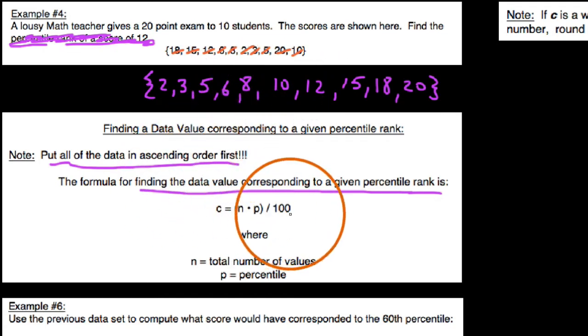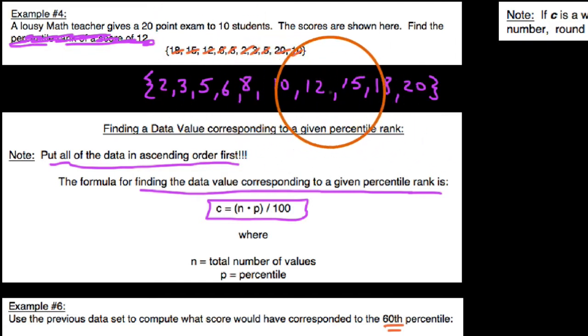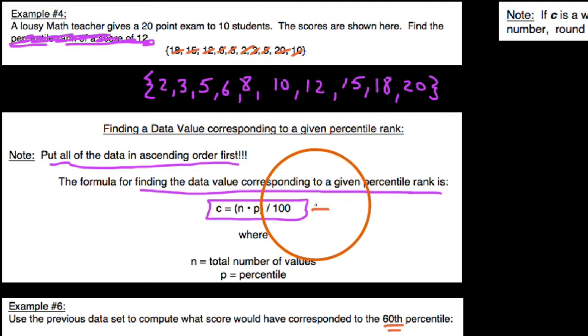So here's what I'm going to share with you in this video. We have this little formula right here. If you want to find which data value corresponds to a given percentile rank, and I'll foreshadow a little bit here, it says using this previous data set, compute what score would have been in the 60th percentile. We're going to ask what score is in the 60th percentile using this formula: C equals N times P over 100. It's pretty simple to remember, NP over 100.